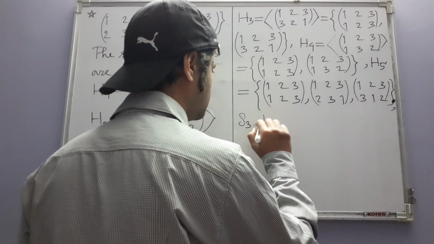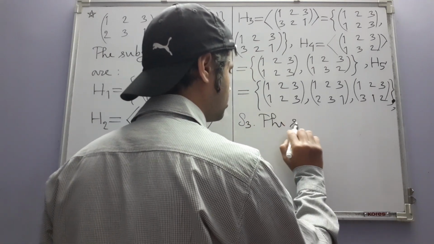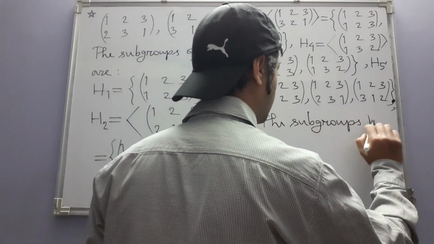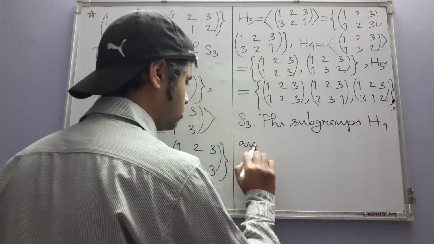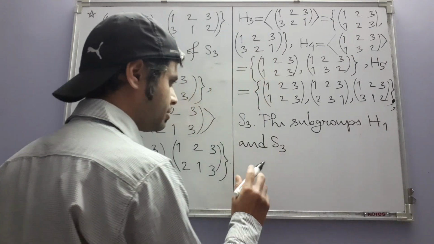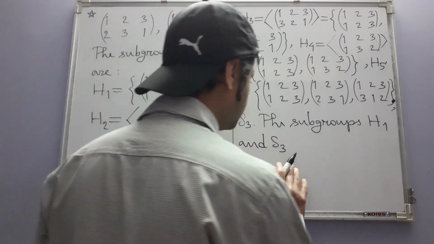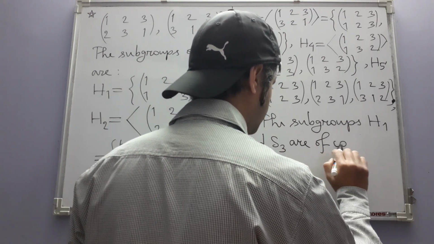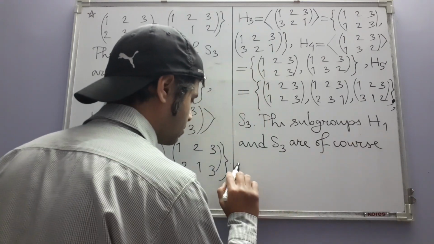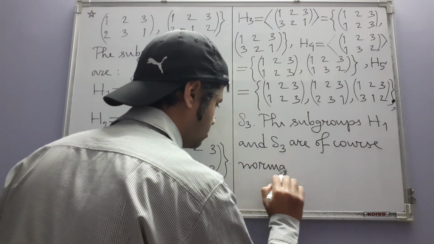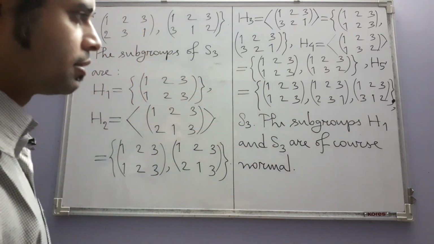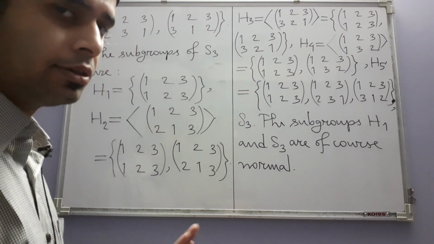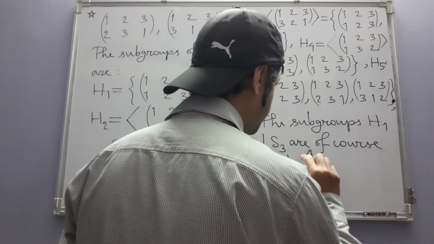The subgroups H1 and S3, that means the trivial ones which always are there in every group, are of course normal, trivially. The entire group and the trivial group consisting of only the identity element, they are always normal in any group. So here also they are normal.